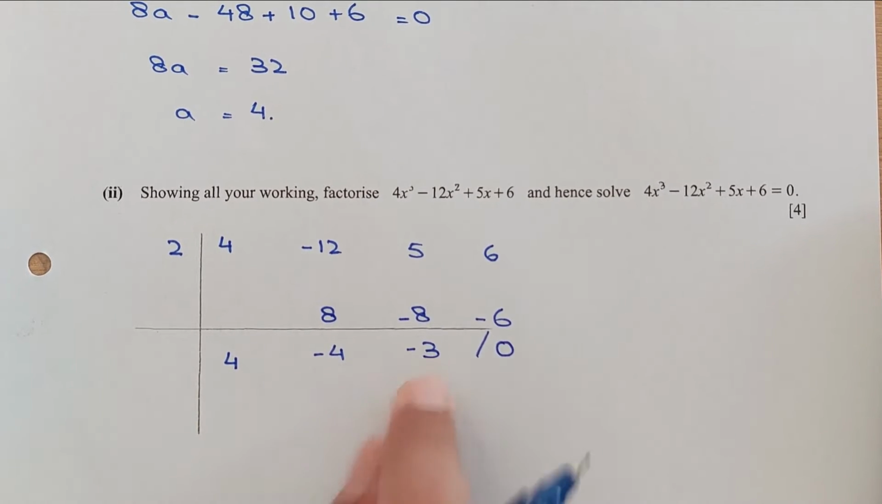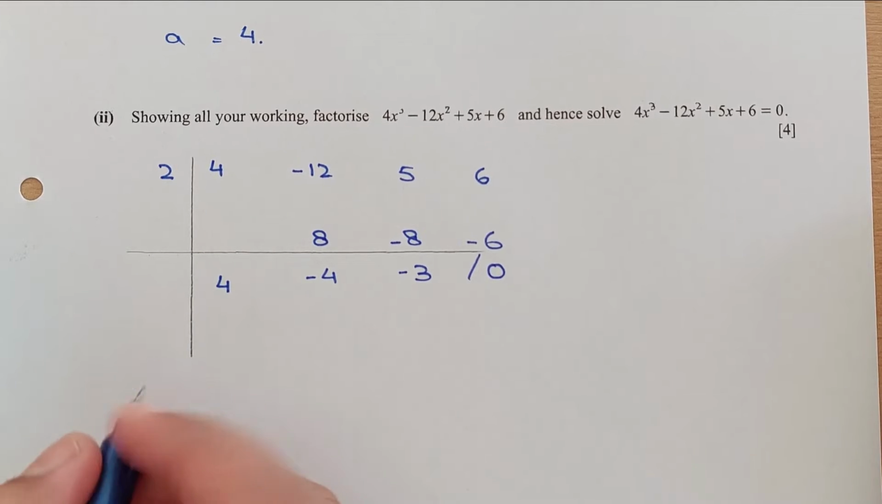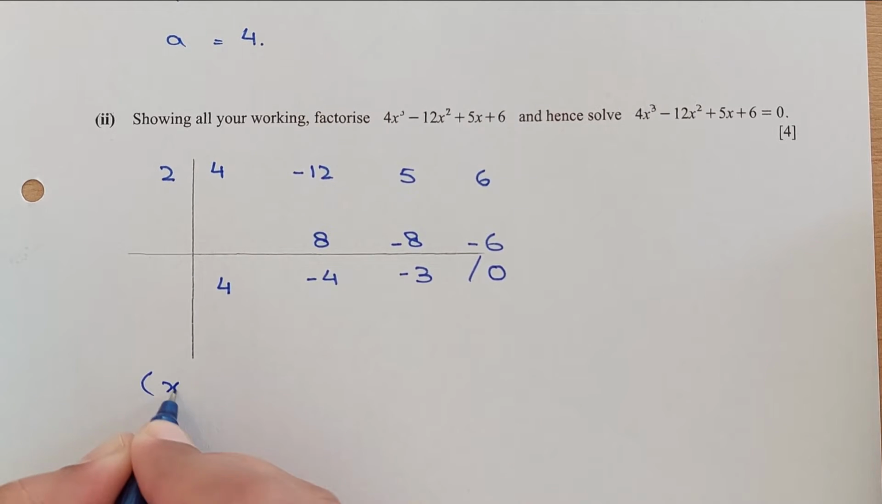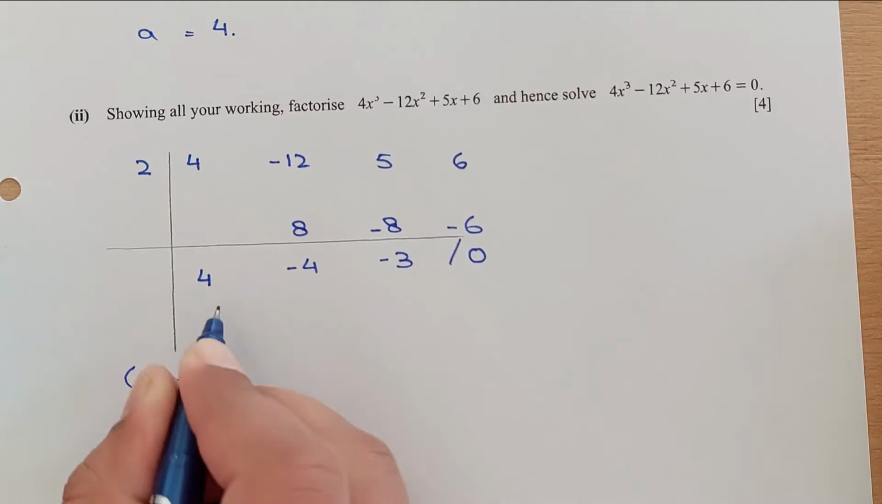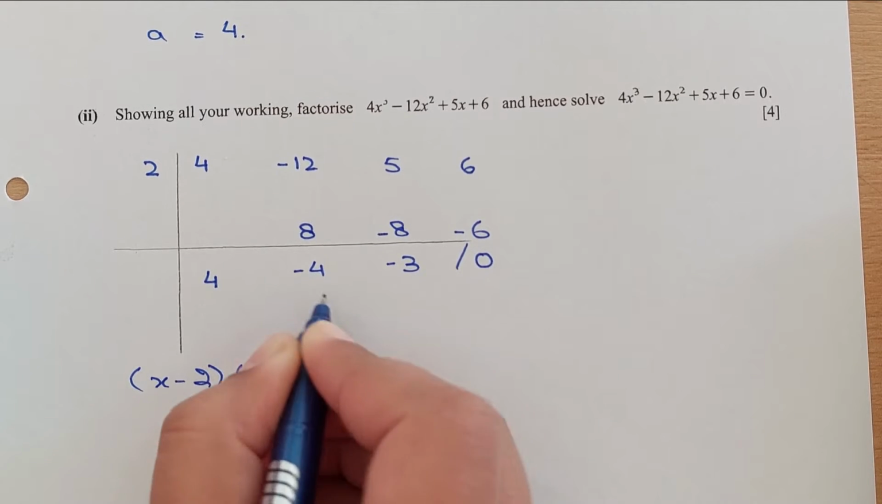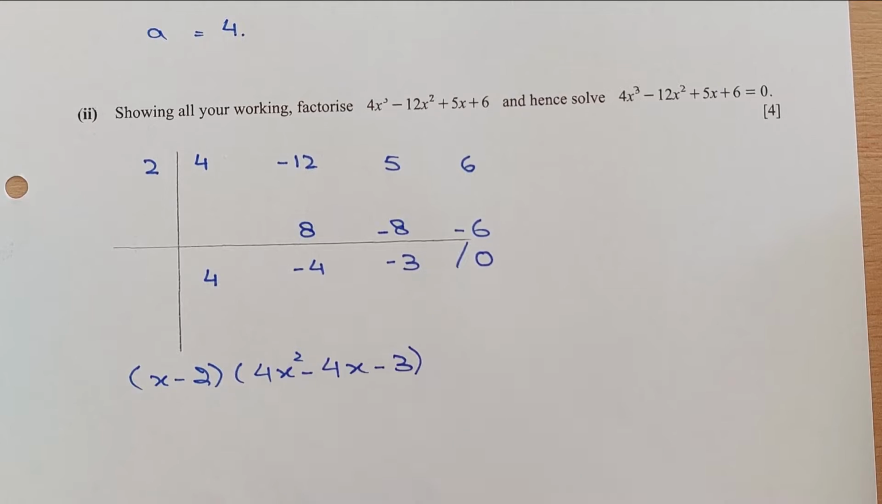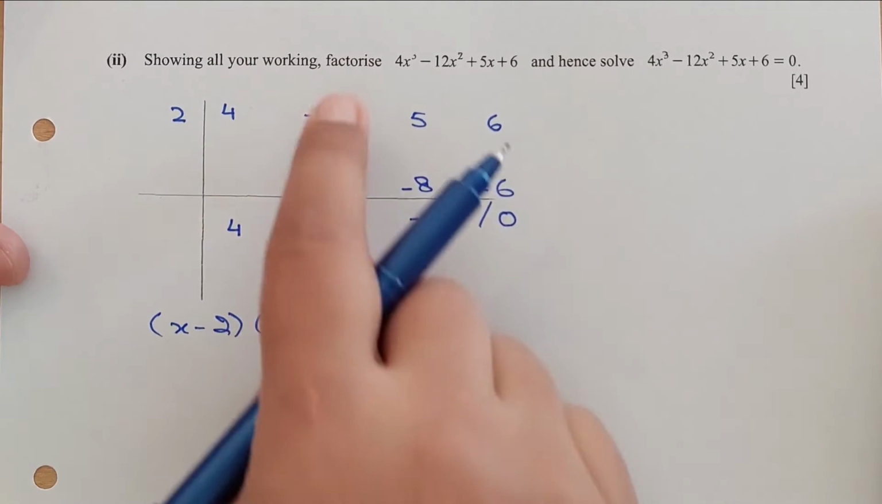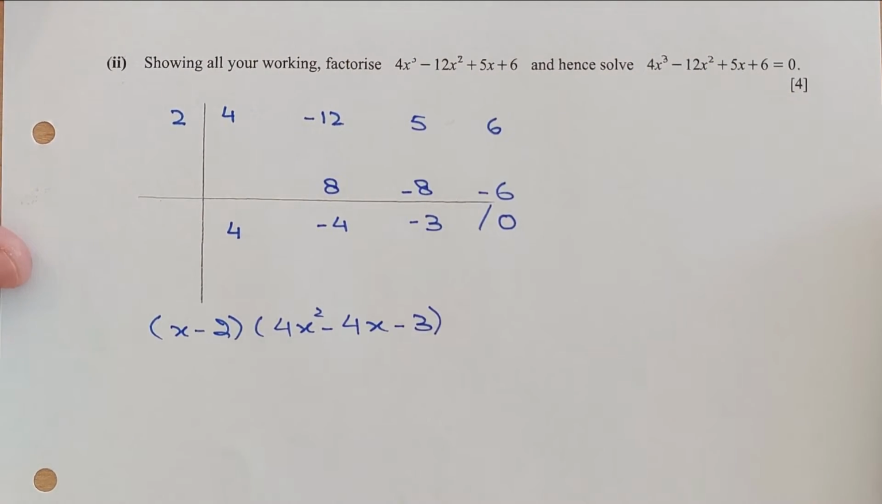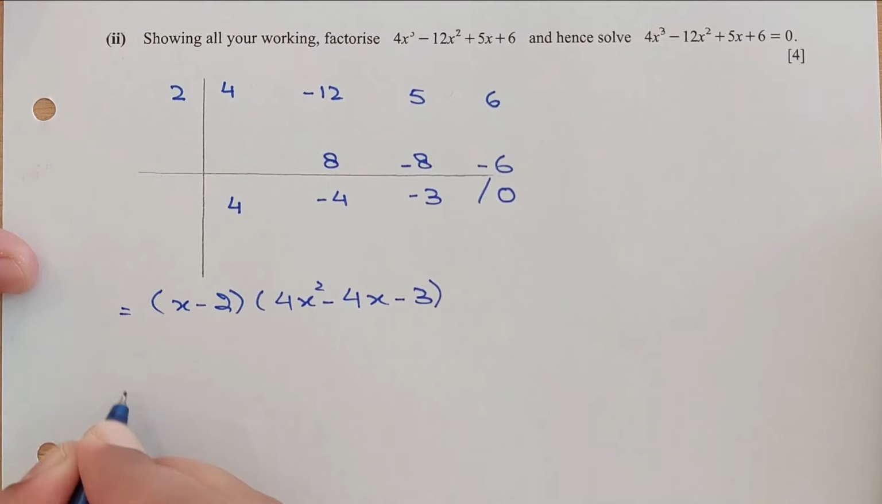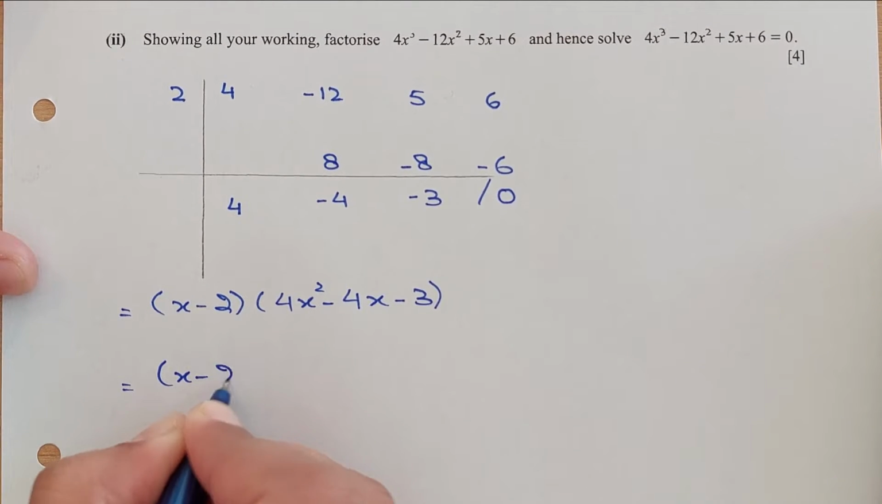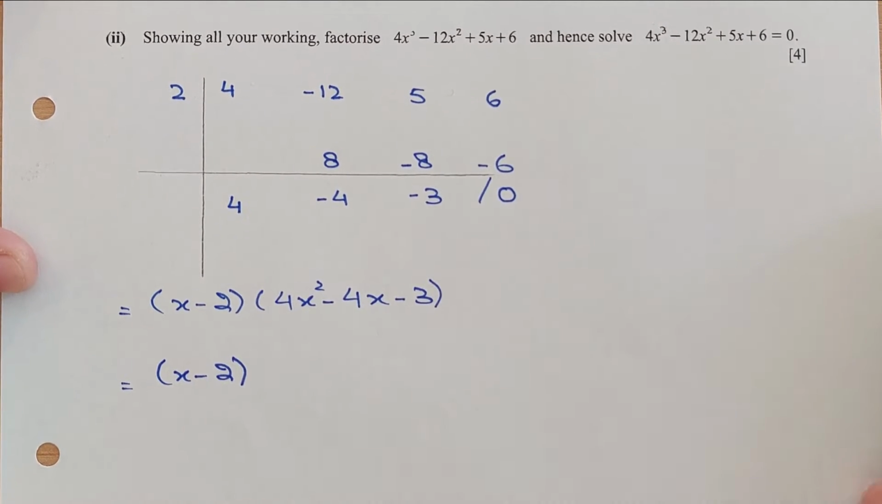So now these are the coefficients of the quadratic equation, right? So the first factor is x minus 2. Then we have 4 as the coefficient of x square, minus 4 as the coefficient of x, and the constant term is minus 3. First we have to factorize, and then we have to solve it equals to 0, right? Okay, so now we have x minus 2. Let me factorize this quadratic equation.